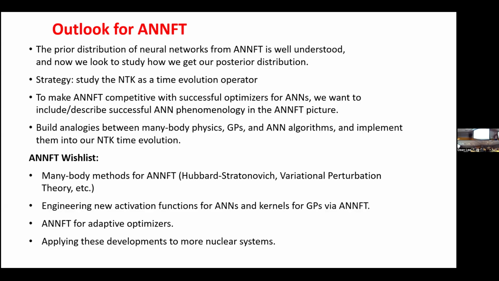Our wish list is to apply more many-body methods to neural network field theory, like doing an HS transformation on things, and looking at Pranav Sharma's variational perturbation theory approach. I'm going to try to engineer some new activation functions and kernels based on our understanding of the relationship between the two. Look into getting some ANFT results for adaptive optimizers, and then, of course, most importantly, applying these to more nuclear physics problems. Thank you.